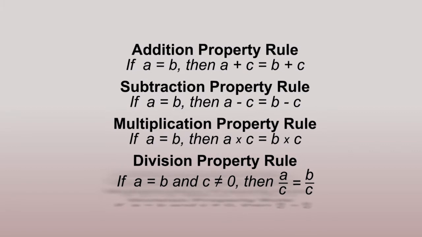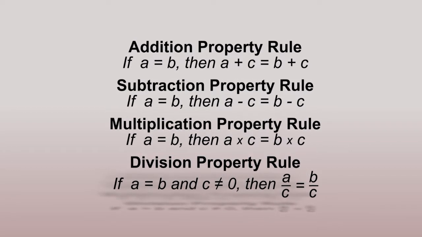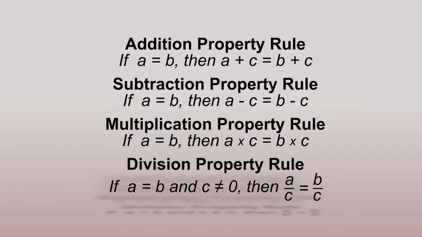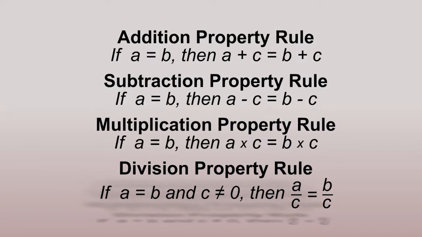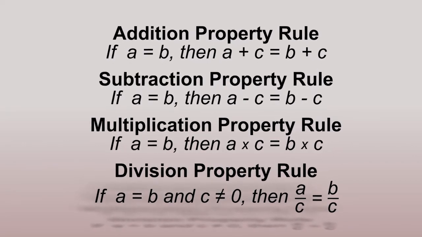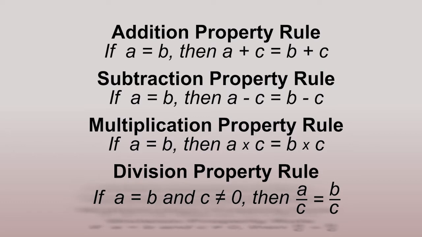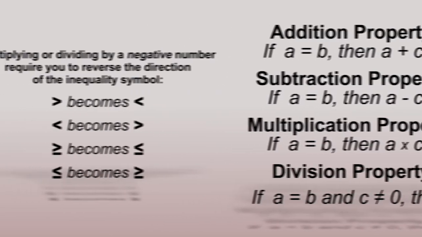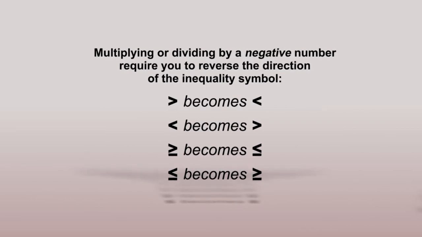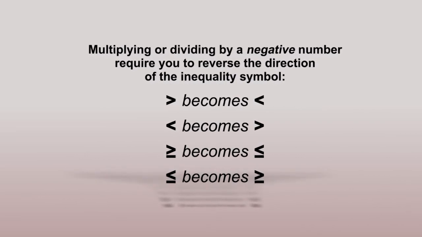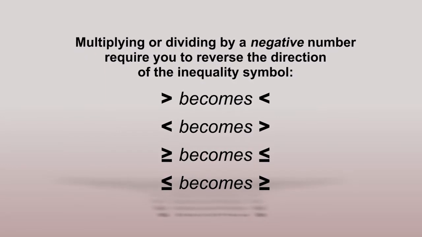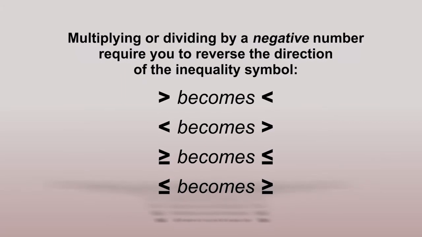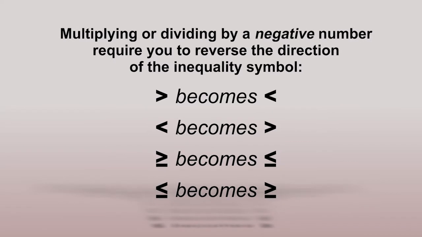Some properties applied to an equation will behave differently when applied to an inequality. Properties that work the same on inequalities and on equations with equals signs include adding to or subtracting from both sides of an equation, simplifying, and multiplying or dividing by a positive number. Properties such as multiplying or dividing by a negative number require you to reverse the direction of the inequality symbol. This means that greater than becomes less than, less than becomes greater than, greater than or equal to becomes less than or equal to, and less than or equal to becomes greater than or equal to.